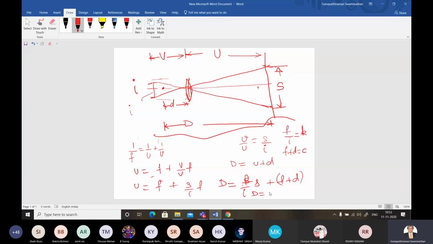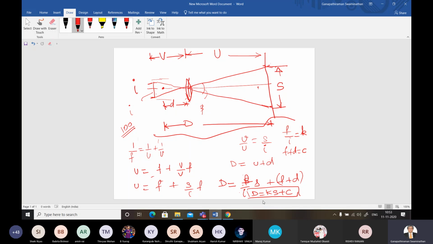So D is equal to Ks plus C. This angle beta is very, very small. So your F by I becomes more or less equal to 100. So 100 is an easy number to remember. K is called a multiplying constant.